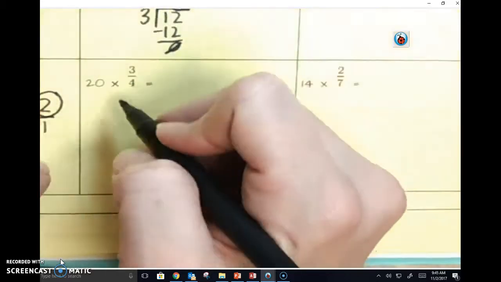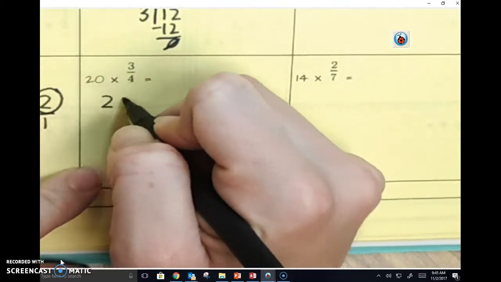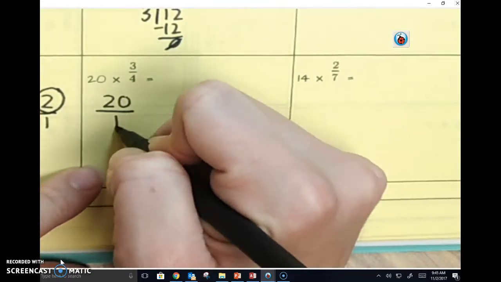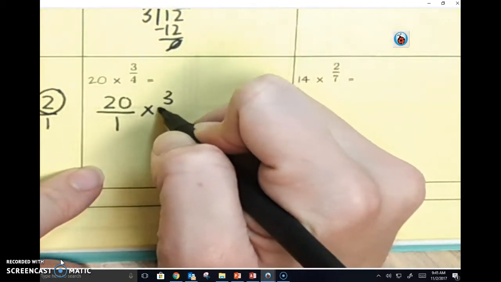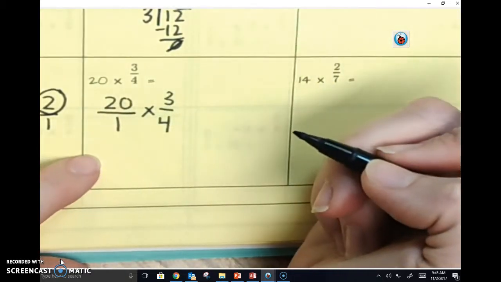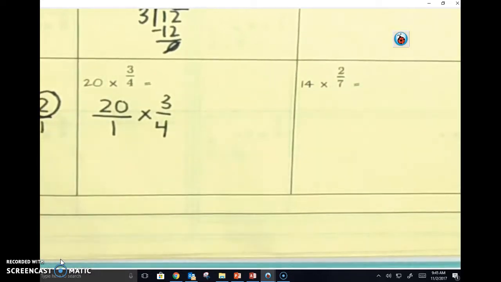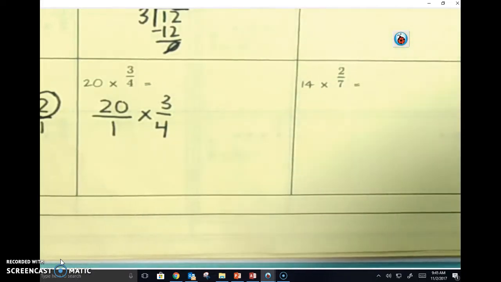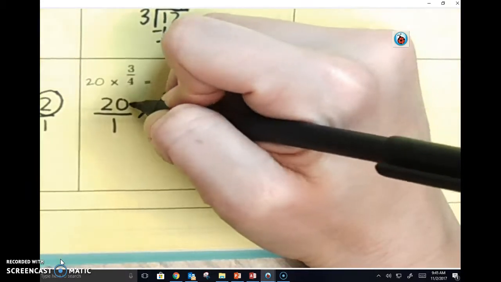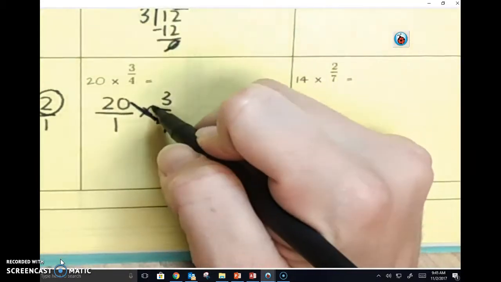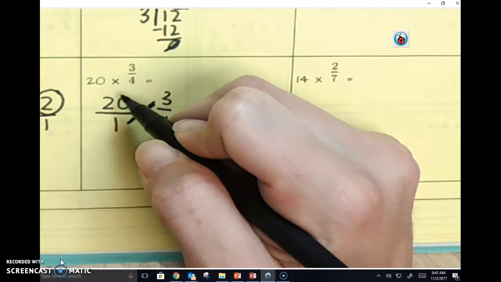Okay, 20 over 3 times 3 over 4. Okay, I'm going to show you a trick. I'm going to go into this more in depth tomorrow, so if you don't quite understand it yet, it's fine. But some of you that are more advanced in math would be like, yes, I'm doing that. It's called cross-canceling. So we're going to look diagonal. So we'll look at the 3 and the 1 and the 20 and the 4.